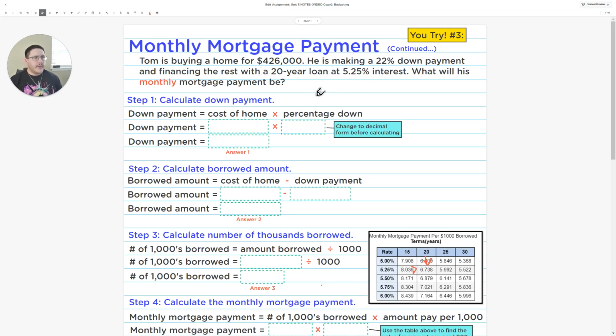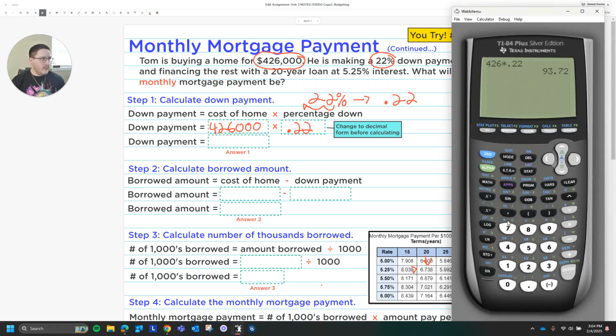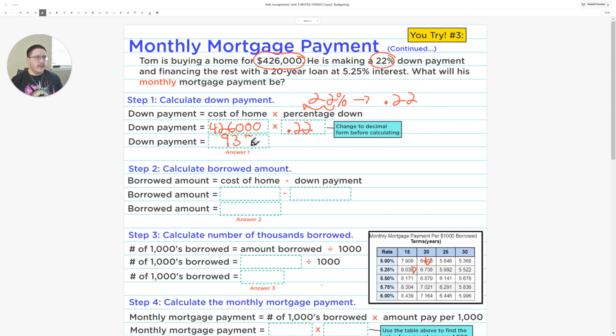So, first thing we need to do is calculate the down payment. The down payment is 22% of the cost of the home. However, we need to change 22% to its decimal form, which will then turn into 0.22. Either move the decimal point to the left twice, or divide this percentage by 100. And then the cost of the home was $426,000. Multiplying these two, we get 93,720.